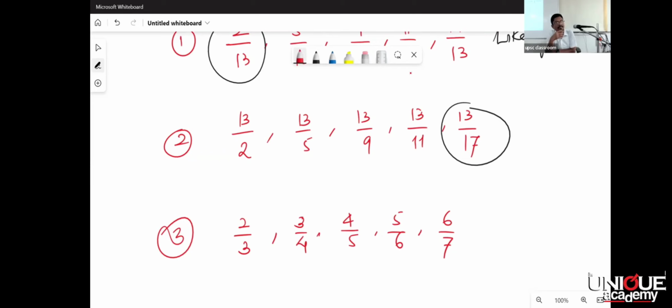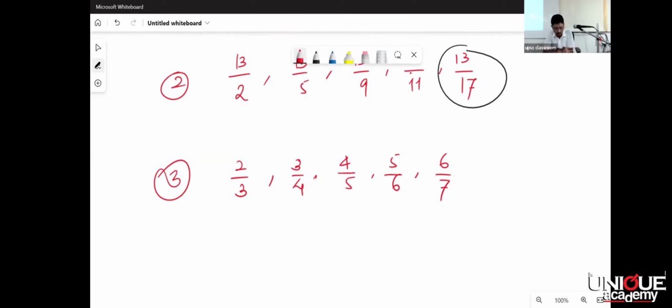So next question, group of fractions: 2 by 3, 3 by 4, 4 by 5, 5 by 6, and 6 by 7. Which is the smallest one? It's 2 by 3. Why? Because there are two things to discuss. First, if you express these in decimals, then 2 upon 3 is 0.6 recurring, 3 by 4 is 0.75, 4 by 5 is 0.8, 5 by 6 is 0.83 and more. So these are increasing. To get the smallest, it is 2 by 3. That is one thing to discuss.